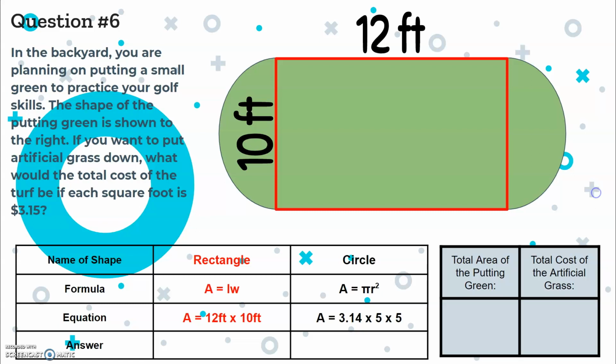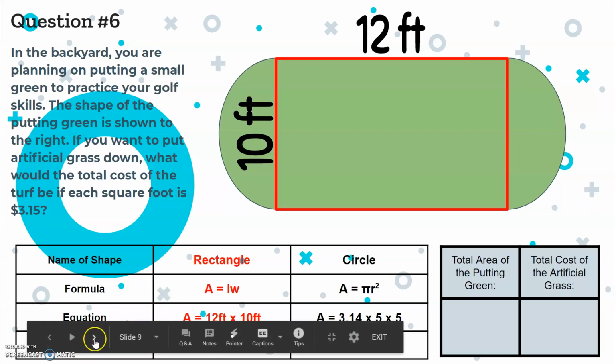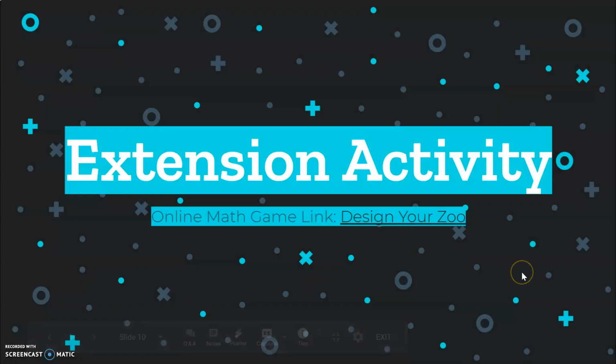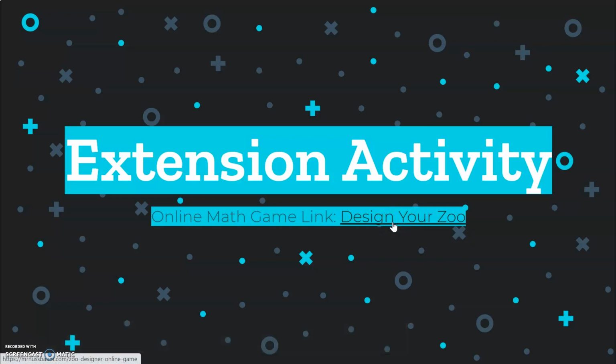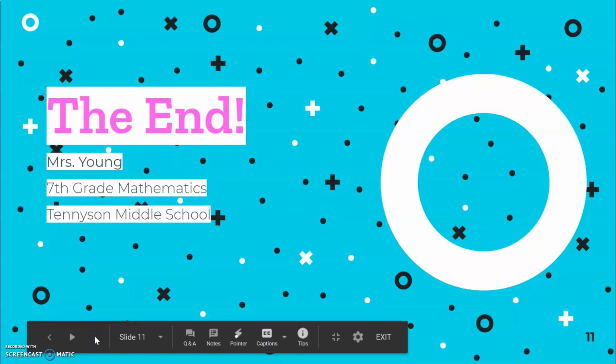Okay. After this, let's see if it'll go to the next screen. Hold on. Then we have this extension activity where you can do an online math game. You can design your own zoo. You just click right here. There's a link, and it will take you to another website where you can design a zoo, which is actually kind of fun. All right, and then after you've done all that, that's the end.